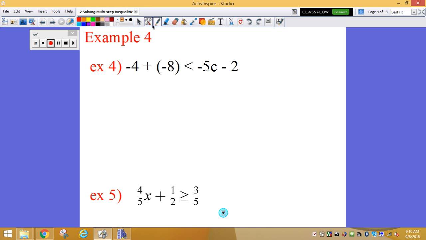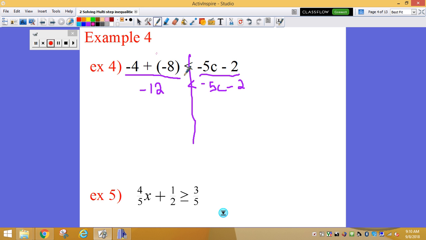Okay, let's do example 4. First thing I look at is, can I combine anything? And I can, right here. I can combine negative 4 plus negative 8. That's negative 12. So I'm going to combine those. I cannot combine these because that's a C and that 2 does not have a C. So I'm just going to put negative 5C minus 2.